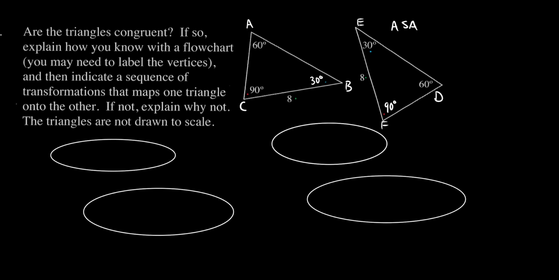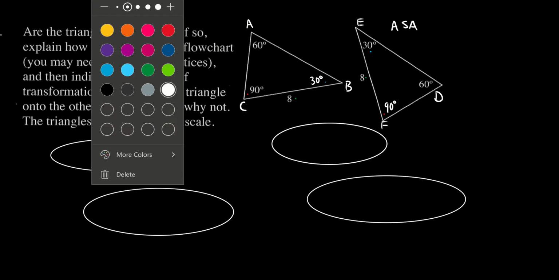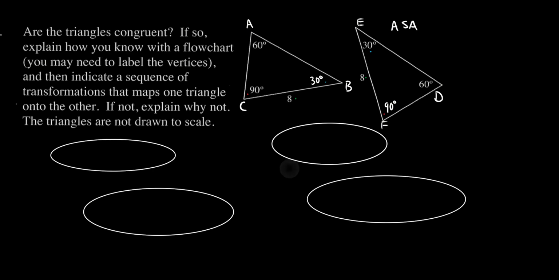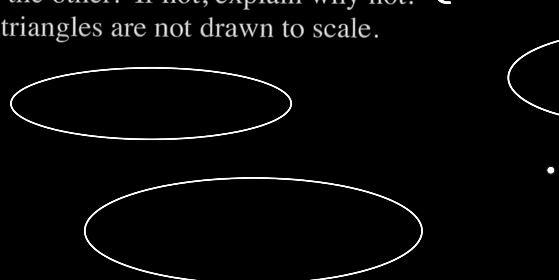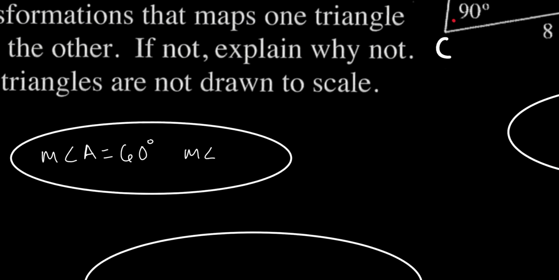So for this first oval, and I think I need to make my pen a little bit finer here. There we go. So this first oval, I'm going to say the measure of angle A is 60 degrees. And the measure of angle, what was the other one, C? Yeah, the measure of angle C is 90 degrees. And that's given, right? I read that from the diagram.